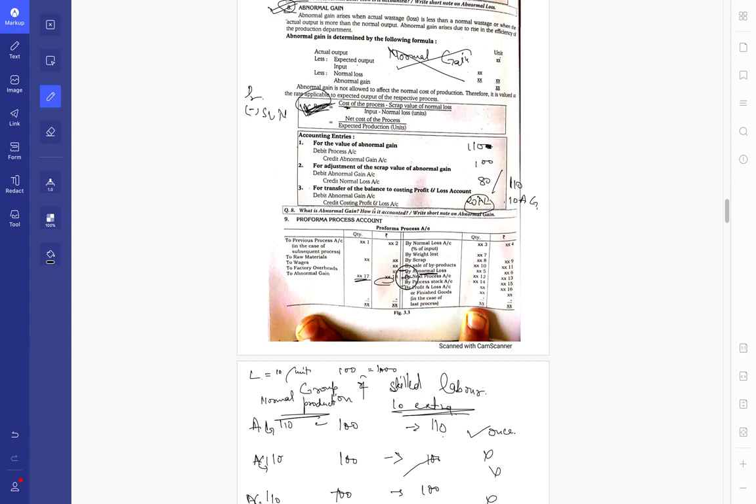Then I already discussed next process and process stock. This is an unusual item. You don't usually get it in the question. I'll explain it to you. Give me a second.